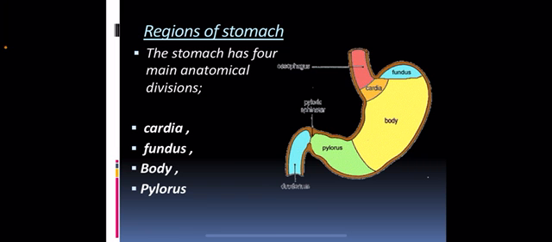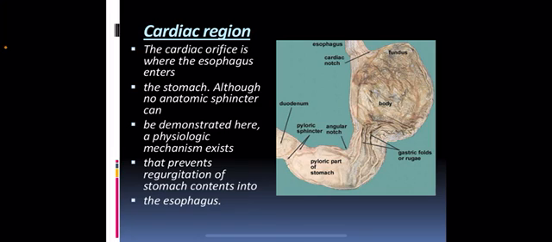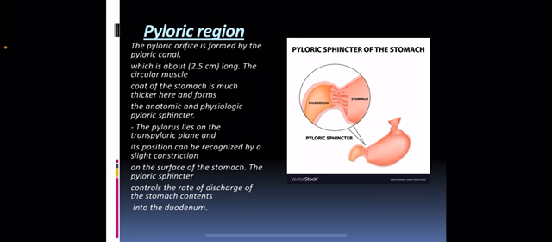Regions of stomach. The stomach has four main anatomical divisions: cardia, fundus, body and pylorus. The cardiac region. The cardiac orifice is where the esophagus enters the stomach, although no anatomic sphincter can be demonstrated here. A physiologic mechanism exists that prevents regurgitation of stomach contents into the esophagus.